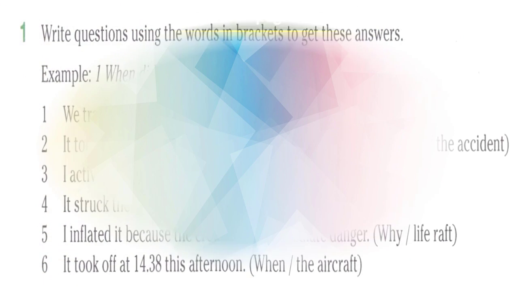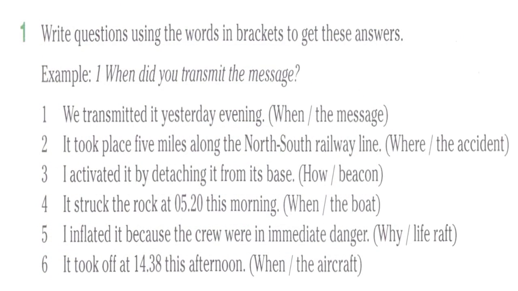Now please open your coursebook, page 16, exercise 1. In this exercise, you have to write questions using the words in brackets to get these answers. The first sentence, we transmitted it yesterday evening. So you have to use the question word when, and you have to ask about the message. So he did this sentence for you. When did you transmit the message?